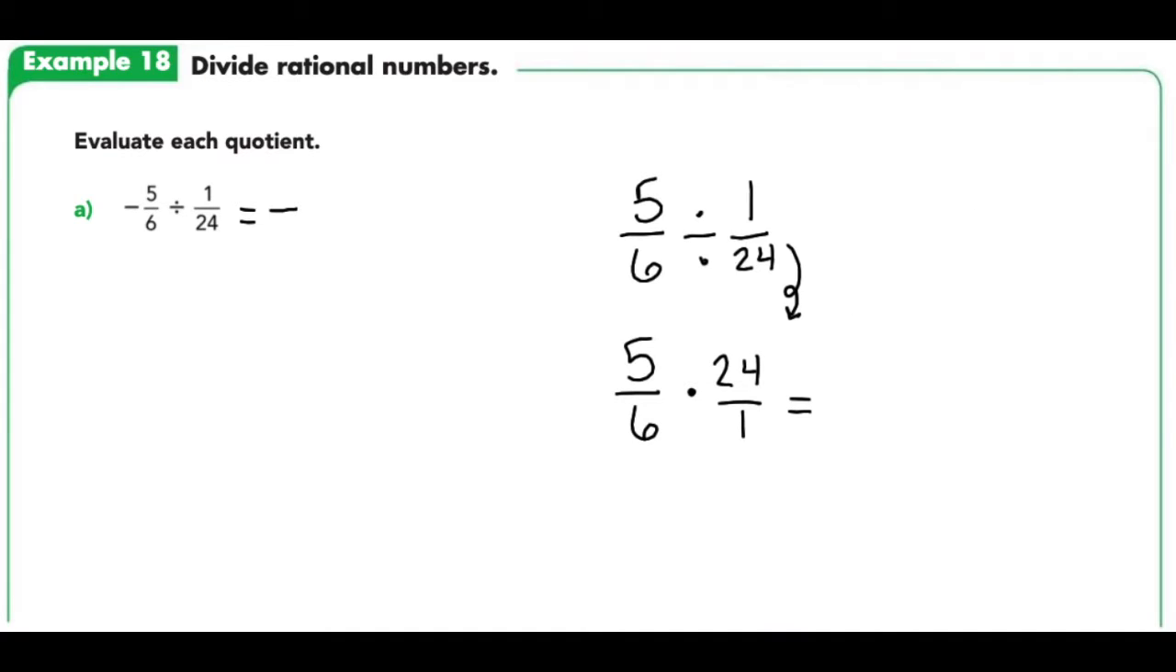I do have some numbers here that have the same multiples, 6 and 24. 6 goes into 6 once, and it goes into 24 4 times. So on top, we have 5 times 4, which gives us 20 over 1. And anything over 1 equals itself, so 20 over 1 is the same as 20. So our answer for negative 5/6 divided by 1/24 would be a negative 20.